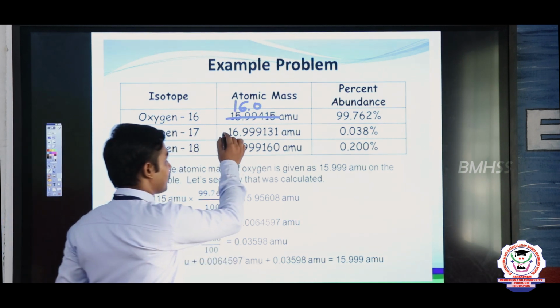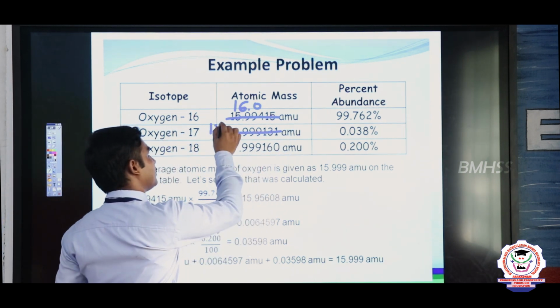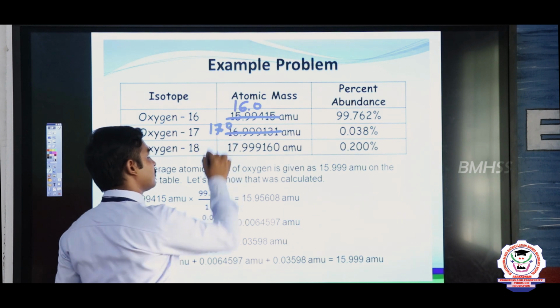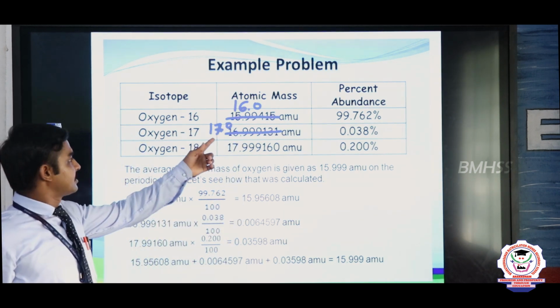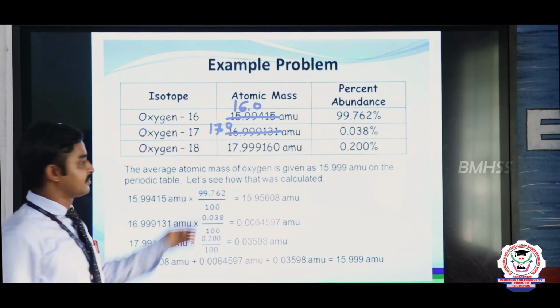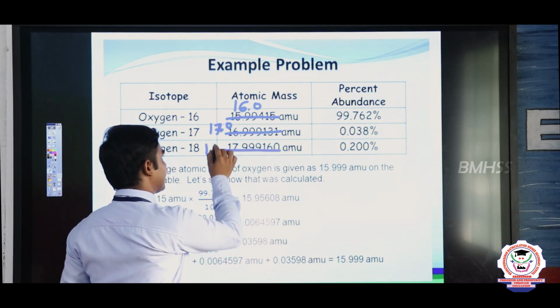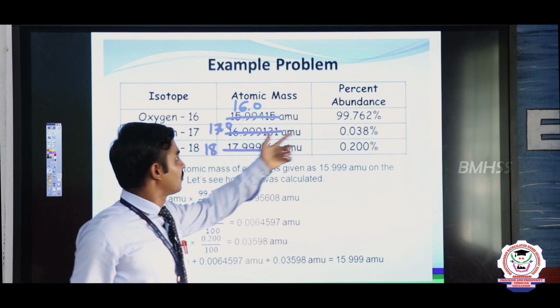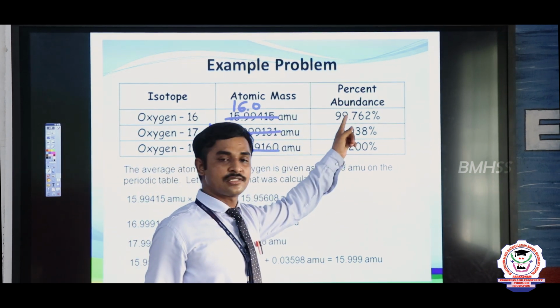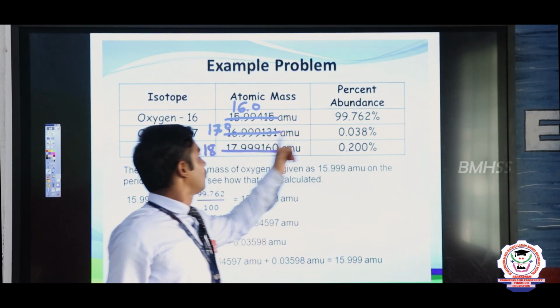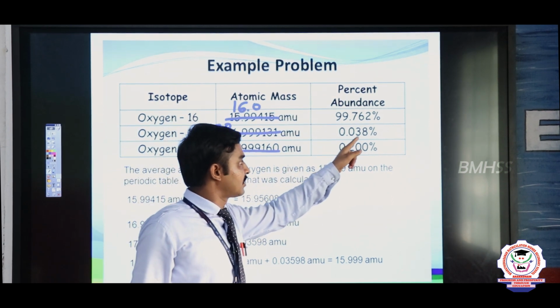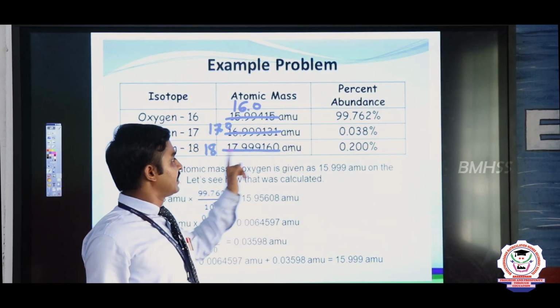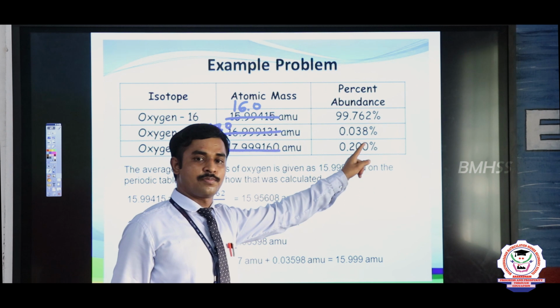When we round off the mass of O17, we get the mass 17.0. So the mass is 17, so it is oxygen 17. When we round off these values, we get 18, so it is oxygen 18. The percentage abundance of 16 is 99.762 percent. For 17, 0.038 percent. For 18, 0.200 percent.